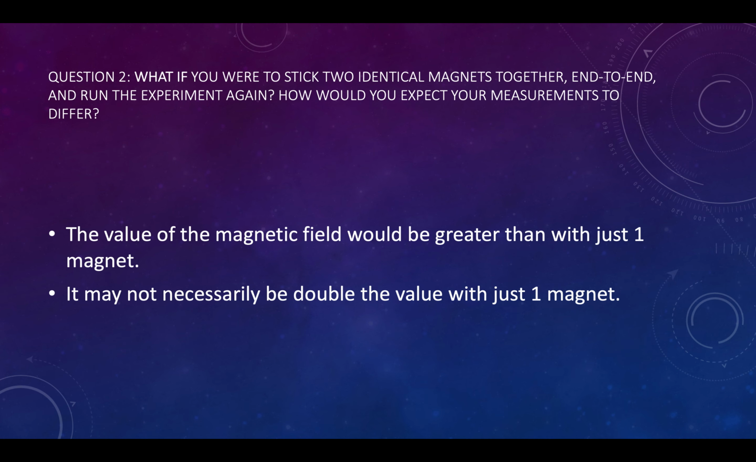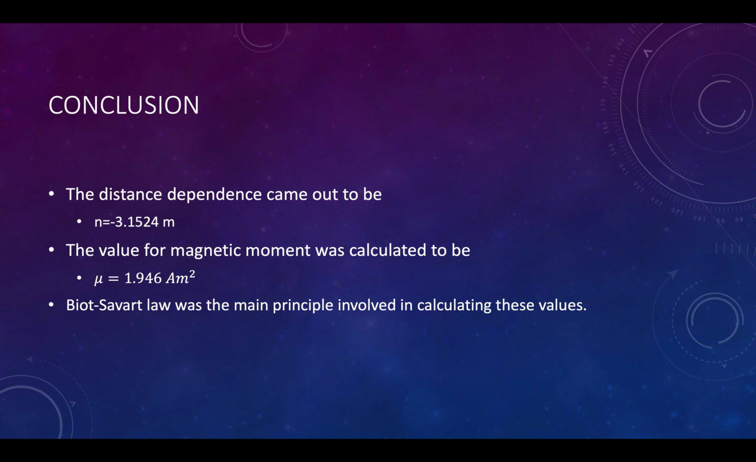Question 2. What if you were to use two identical magnets stuck together end to end? The value of the magnetic field would be greater than just one magnet, but it may not necessarily be double. The relationship may not be linear.